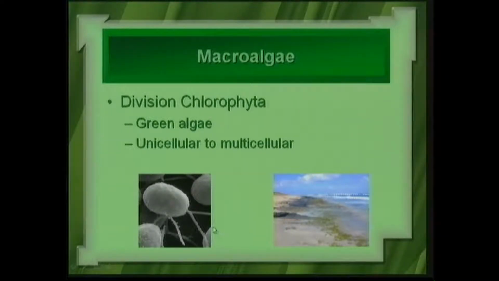You also have some algae that are colonial. You have single cells that actually live together. So you have unicellular algae in the green algae, you have colonial algae in this group also, and you have true multicellular organisms, where you have many cells making up the thallus, or the body, of this alga, okay?